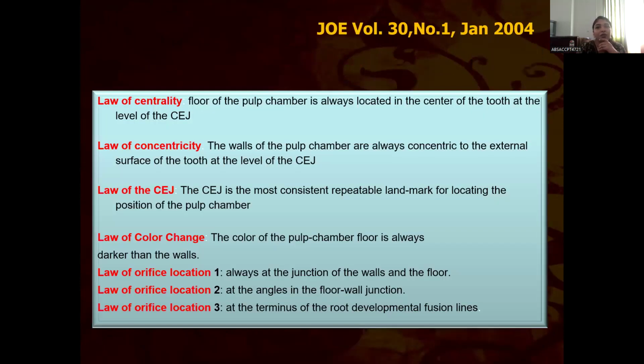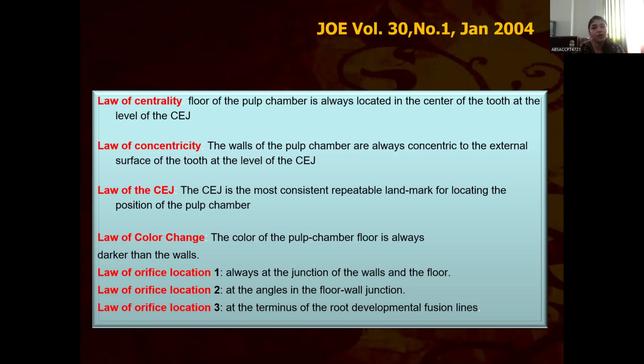Now, you should know the laws of orifice location. First is the law of centrality, second is the law of concentricity, third is the law of CEJ, law of color change, and the law of orifice location 1, 2, and 3. So what is the law of centrality? The floor of the pulp chamber is always located in the center of the tooth at the level of the CEJ. That is the law of centrality. Now, law of concentricity: the walls of the pulp chamber are always concentric to the external surface of the tooth at the level of the CEJ. Law of CEJ: the CEJ is the most consistent, repeatable landmark for locating the position of the pulp chamber. Law of color change: as you are reaching the pulp chamber, you can see the walls are darker in color. Now, the law of orifice location.